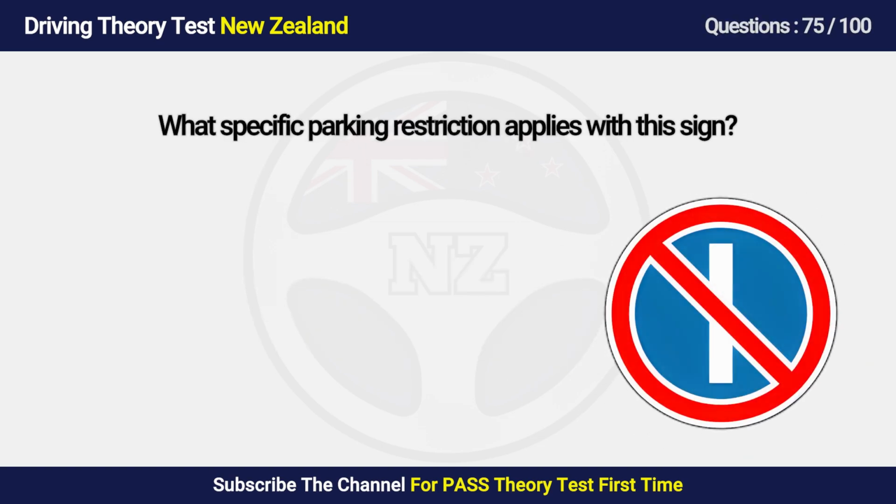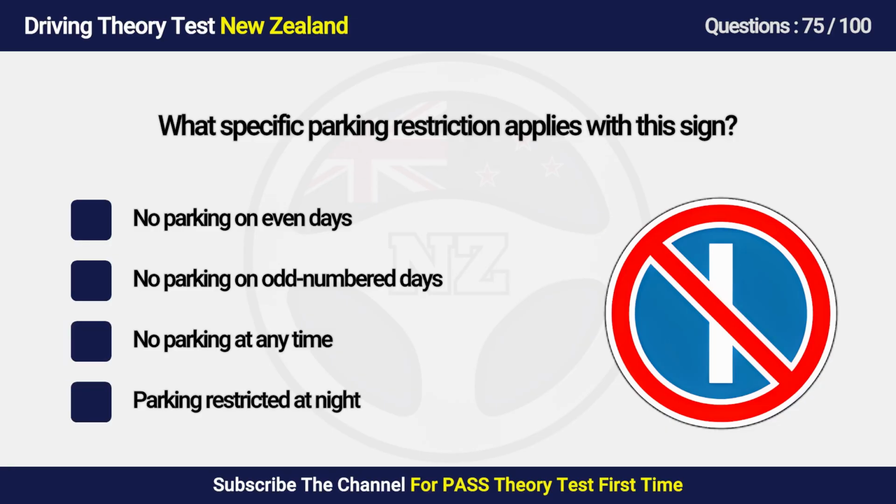Question 75. What specific parking restriction applies with this sign? A. No parking on even days. B. No parking on odd days. C. No parking at any time. D. Parking restricted at night.